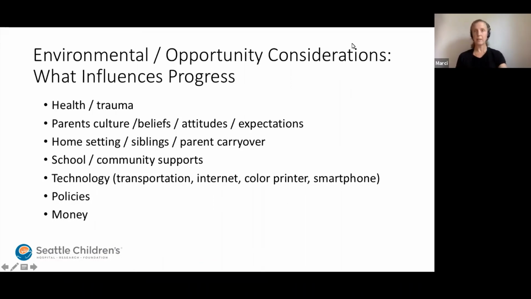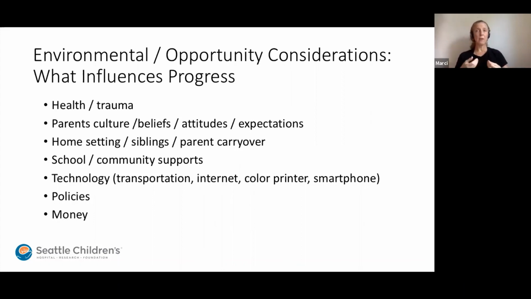Are there siblings that make home life maybe a little more chaotic? What is the technology ability of the family? And I use this term really broadly. Do they have transportation to get to and from the therapy appointments? Can they drive to Office Max to go print something out on a color printer, or do they have one at home? Do they have internet access? Do they have a smartphone versus a landline phone? And so these are questions that I'll ask families so that I understand what they need for support.